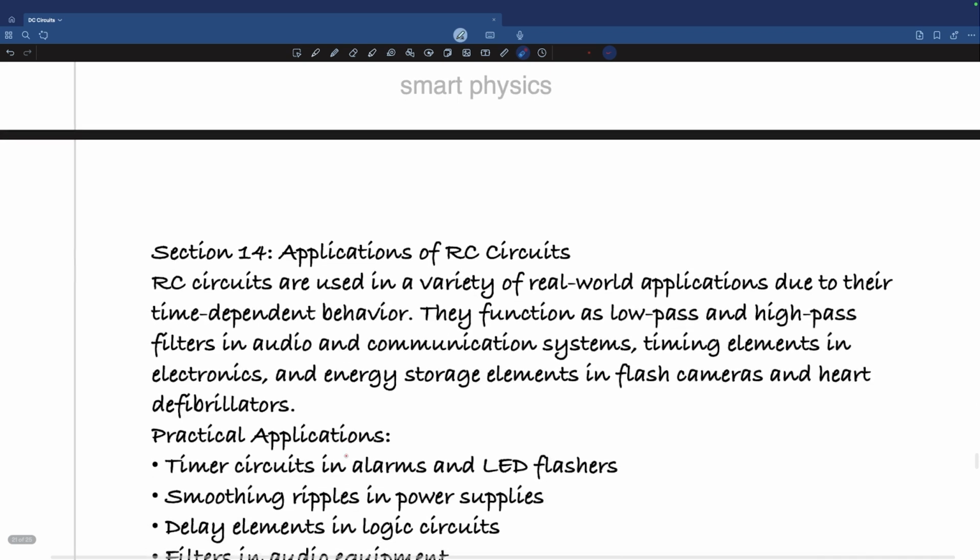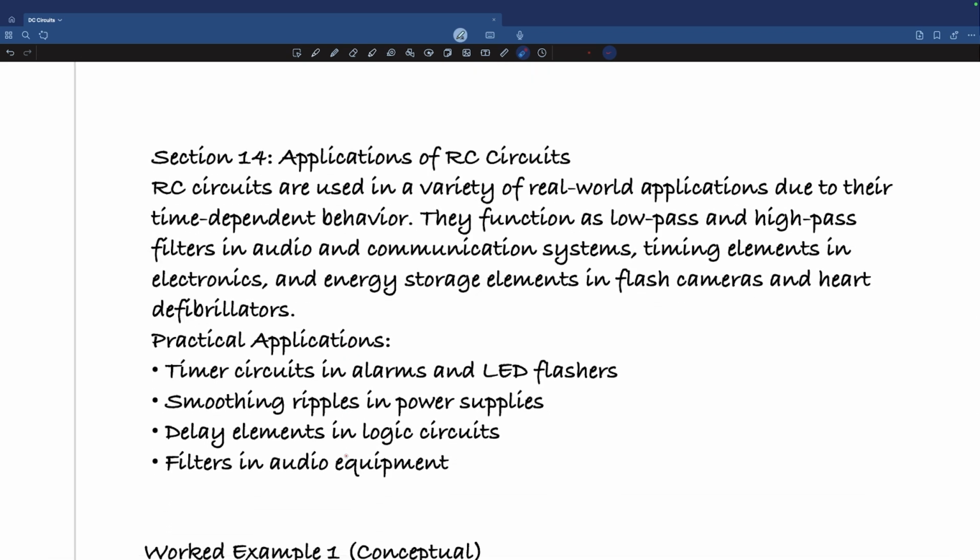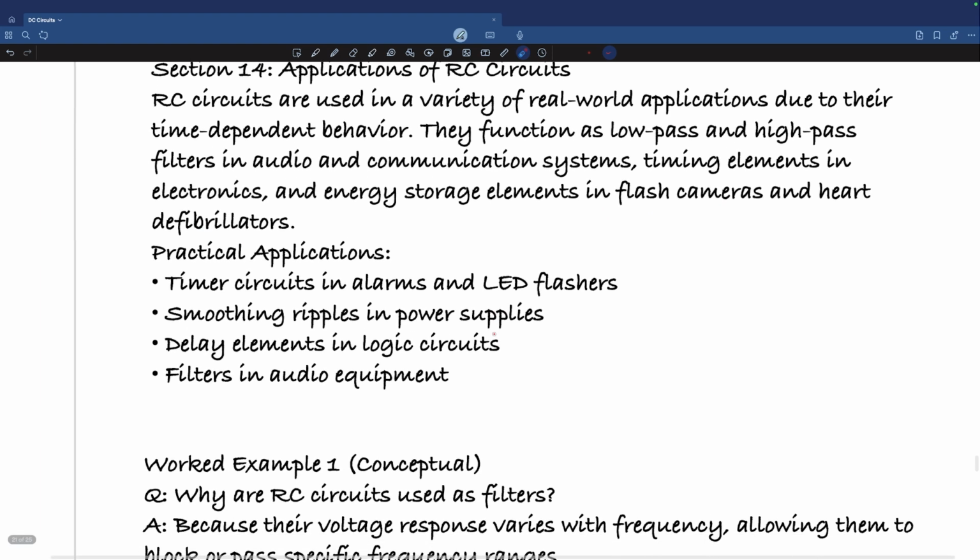Where are RC circuits used? I gave you some, but they're also used in what's called filter circuits. They're used in a variety of real-world applications due to their time-dependent behavior. They function as low-pass and high-pass filters, so you can filter out certain frequencies. They are also used as timing elements in electronics. I told you they're used as energy storage elements in flash cameras and defibrillators. Okay, practical applications.